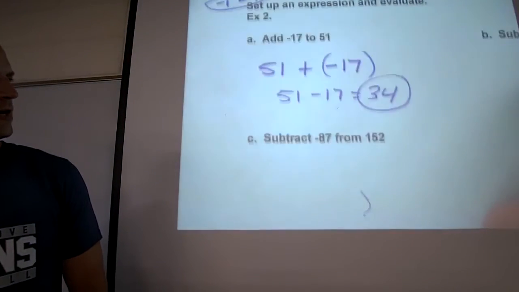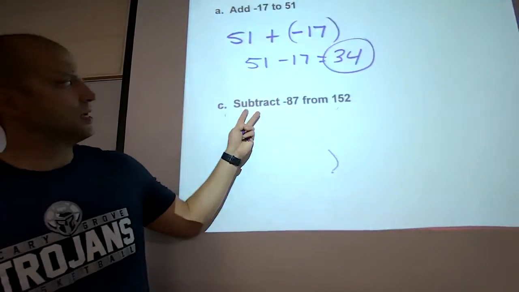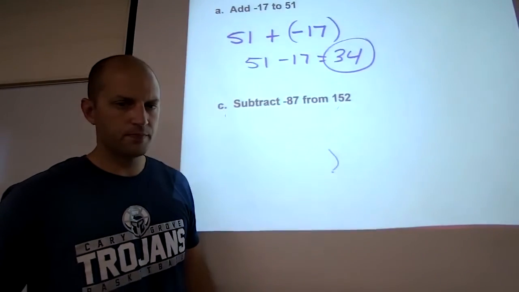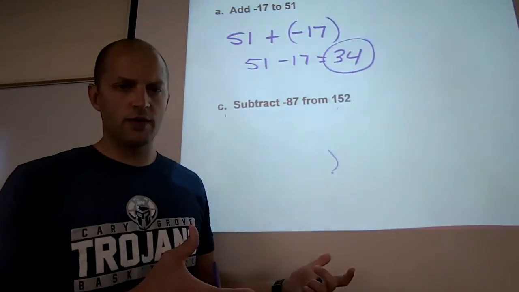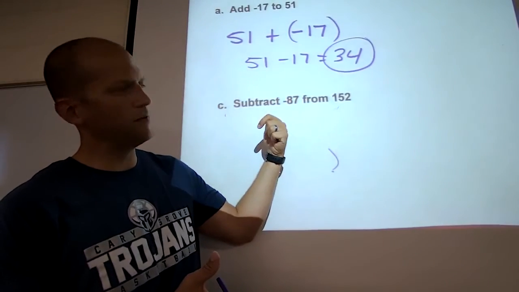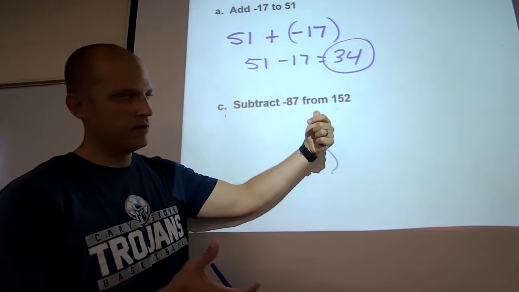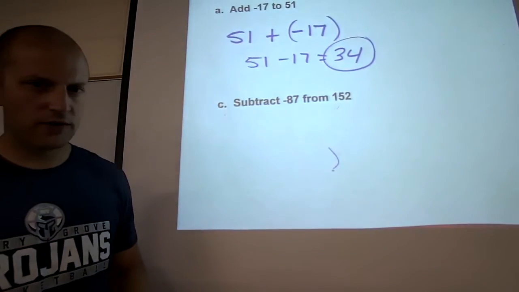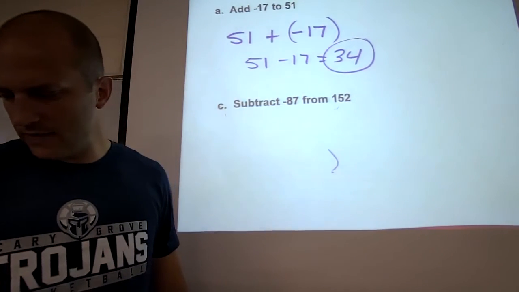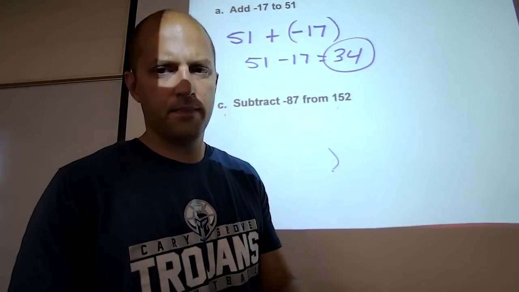And let's do a subtraction one real quick. This one, it says I'm subtracting negative 87 from 152. So I got to know, where do I start from? Okay. Am I putting the negative 87 first or the 152? Okay. So which one do I do first? What do you think? I want to subtract negative 87 from 152. Where do I start? 152.